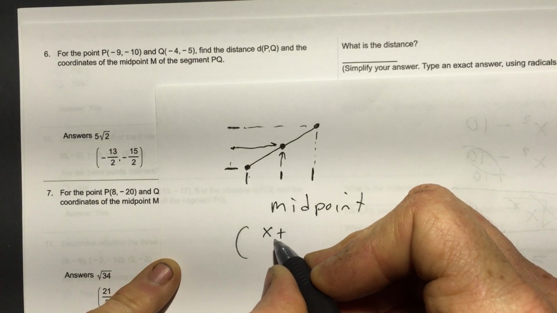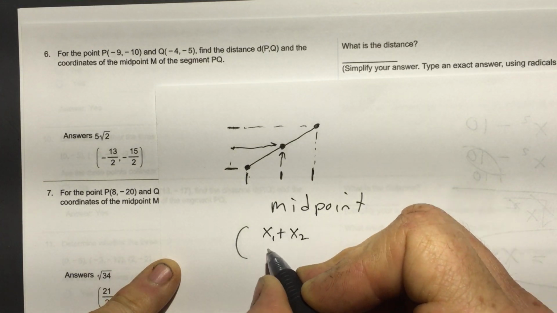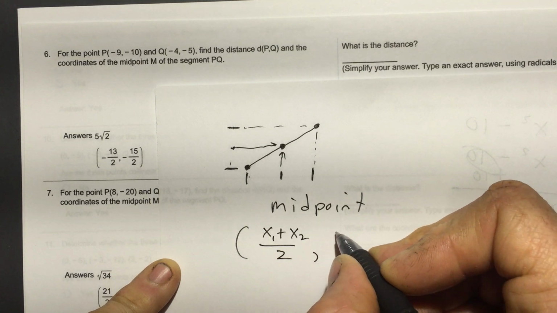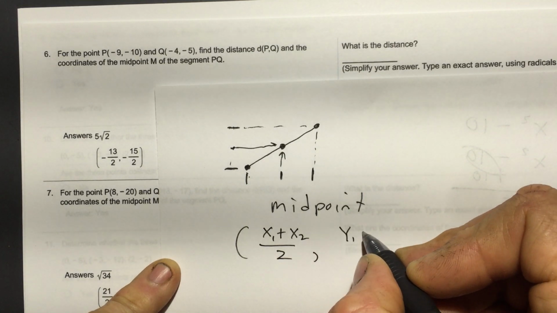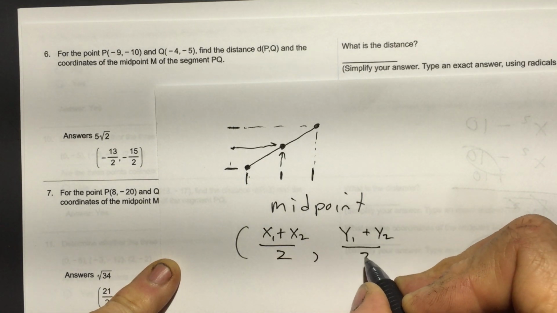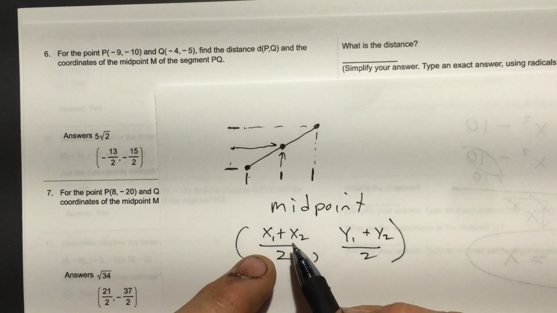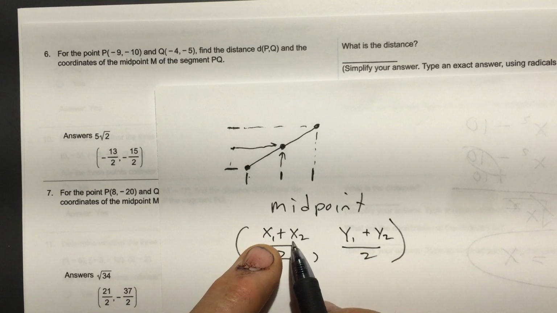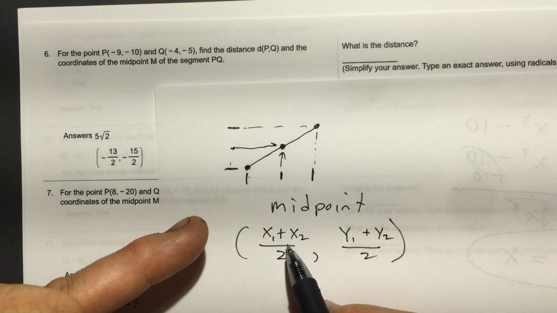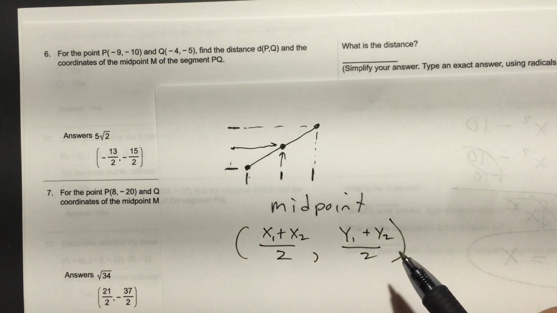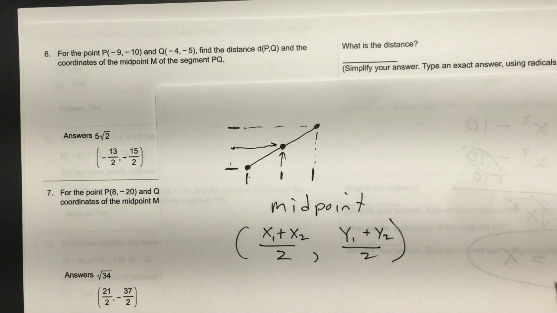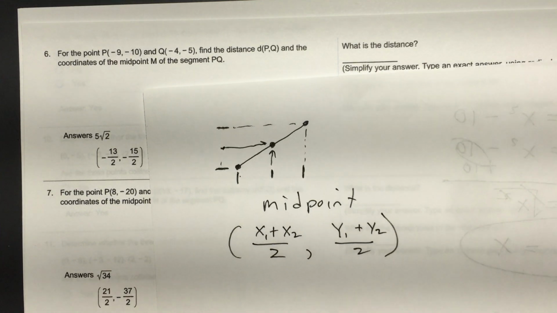You take your x's and you add them together and divide by 2. And you take your y's, you add them together and divide by 2. Basically, it's like finding the average. You take the 2 values, you add them, divide by 2. That's finding the average. And you do the same thing for the y's. That's your midpoint formula. Okay?